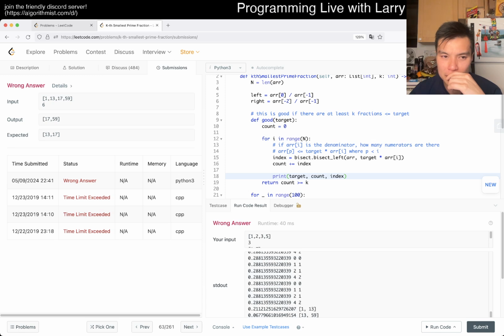0, 1 has nothing. That makes sense. 13 is 1, which I guess makes sense. 17 has 2, right? 1 and 13. So I'm off by something here. Why is this returning 1? No, 17 only has 1.